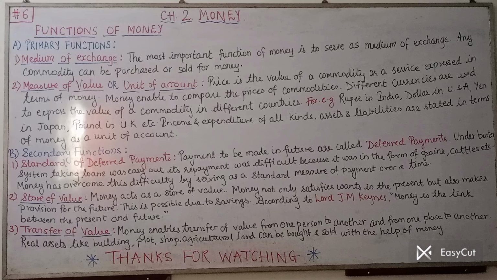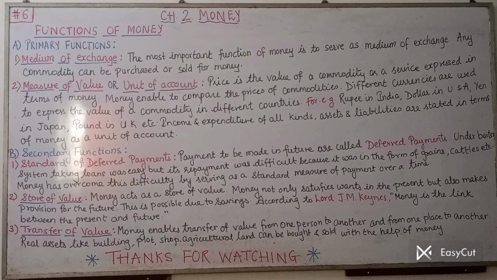Whatever money I am possessing, suppose I give that money to somebody else, to my friend, to my relative, then that value is transferred from me to the other person. So money enables transfer of value from one person to another, and also from one place to another. So real assets like building, plot, shop, agricultural land, etc. can be bought and sold with the help of money. So I hope from this you understood the functions of money.